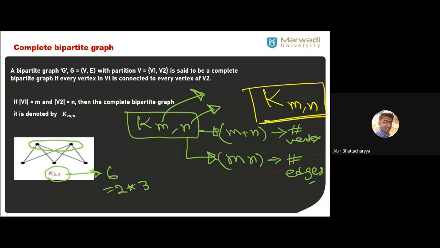K n. Only K n. And what is the number of vertices for a complete graph? For K n, we have n vertices. And for a complete graph, what is the number of edges? N into n minus 1, divided by 2. And for a complete bipartite graph, the number of vertices is m plus n, and the number of edges is m times n.